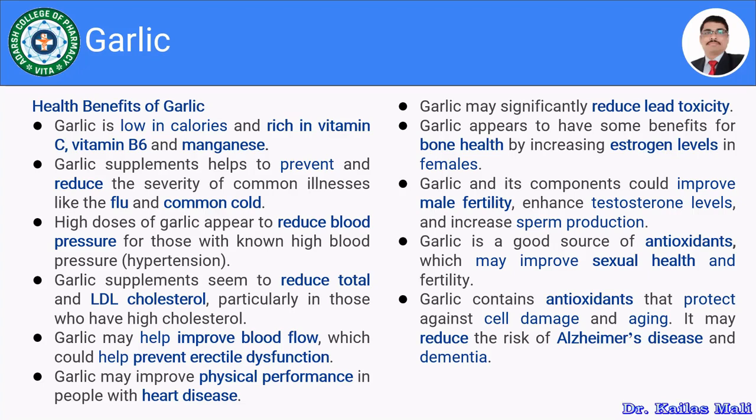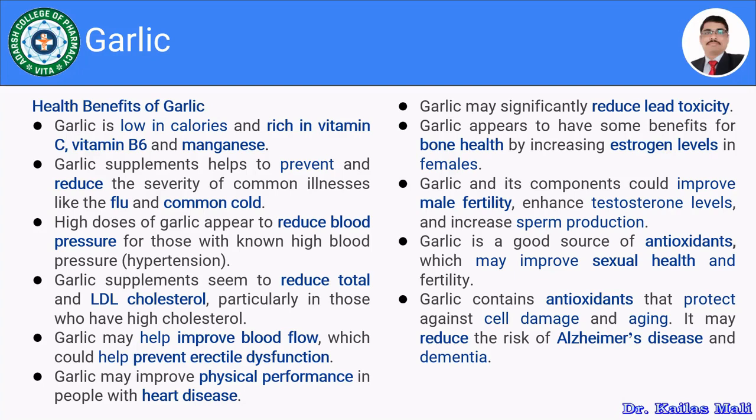Then garlic may help to improve the blood flow, which could help to prevent erectile dysfunction. So garlic has the ability to promote the blood flow, and furthermore, that could be helpful to manage the erectile dysfunction. Then garlic may improve the physical performance in people with heart diseases. If we have heart diseases, it becomes very difficult to do certain physical things. If we are consuming the garlic, definitely the physical performance is going to be increased.